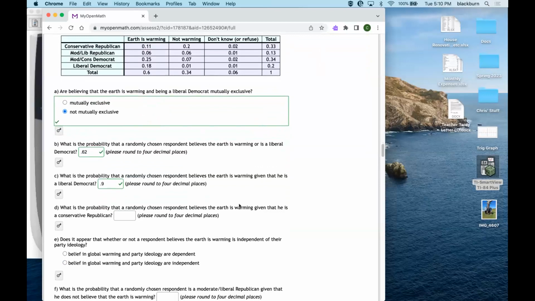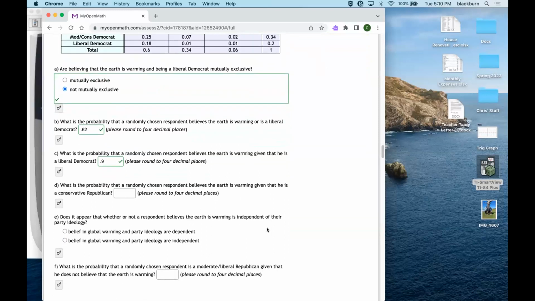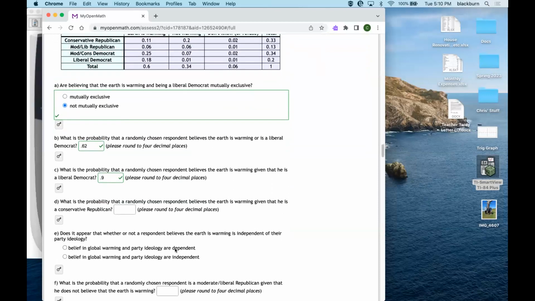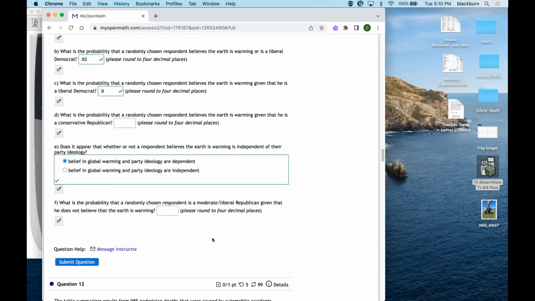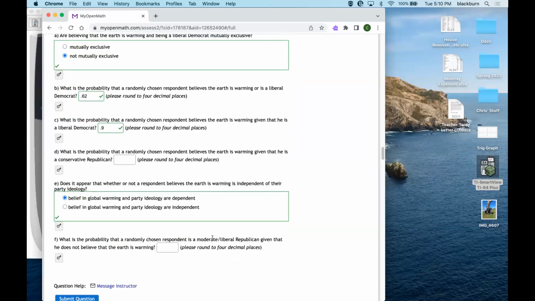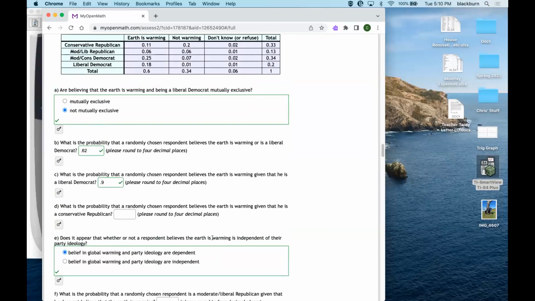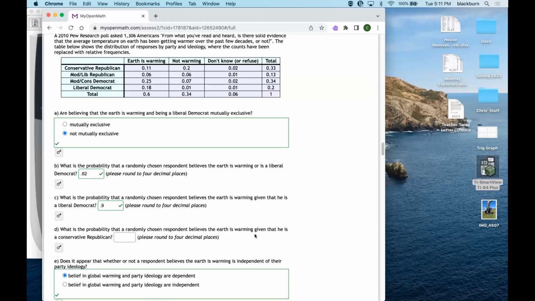Let's see about this independent one. Does it appear that whether or not a respondent believes the earth is warming is independent of their party ideology? I'm going to go that they're dependent. Because, you know, it definitely depends on what side of the aisle you come from, whether you believe the earth is warming or not. So there you have it. Those are dependent.